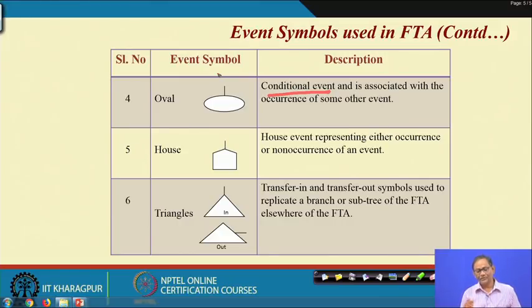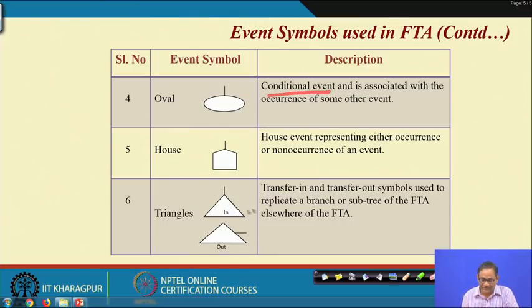So, here the operator pushing a wrong switch is the conditional event. So, such things will be put under oval. What is house? House represents either the occurrence or non-occurrence of an event. There may be a situation when both occurrence and non-occurrence have a causal implication to the system. Under such a situation, you will use this. It is occurrence as well as non-occurrence as consequence, not only occurrence or non-occurrence. So, when you go for a bigger fault tree, maybe house events and other things will come.